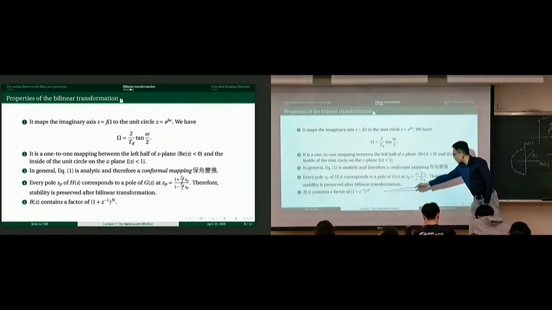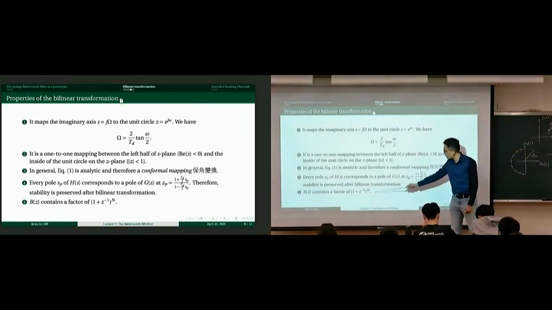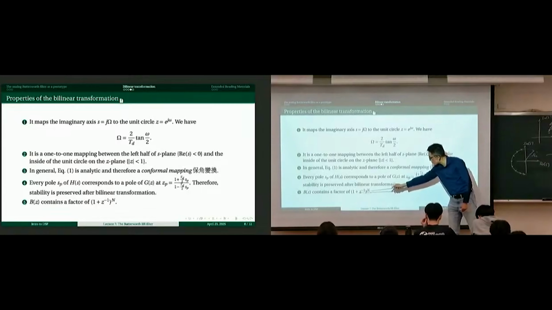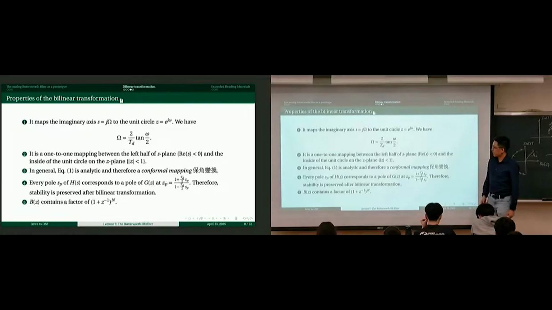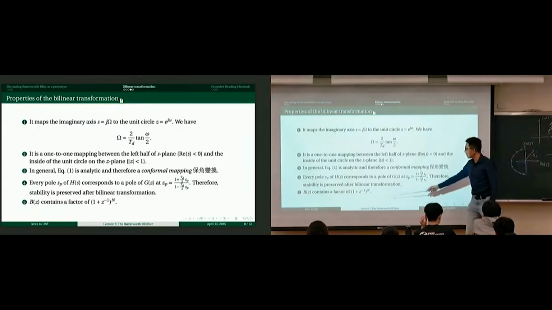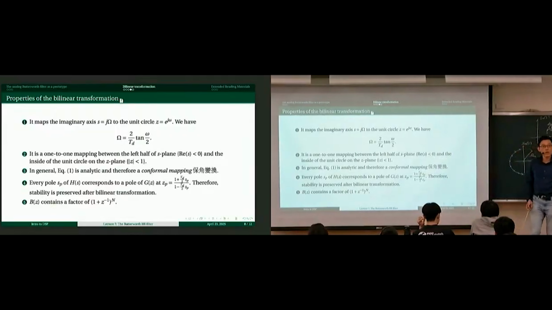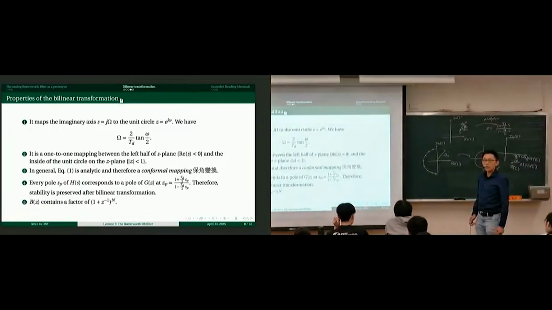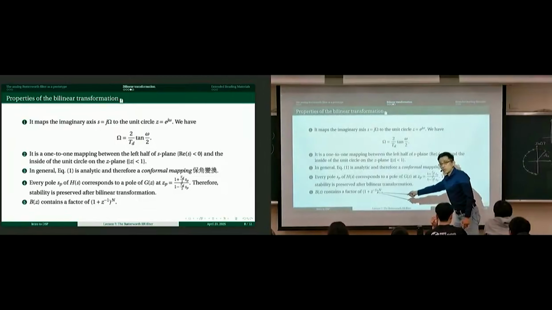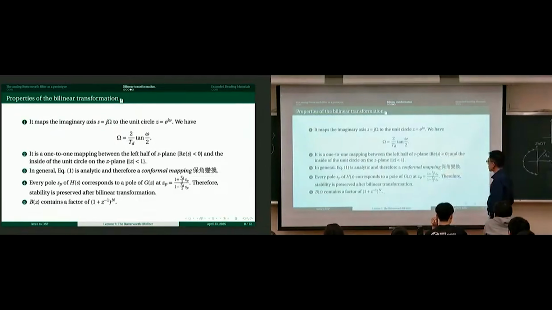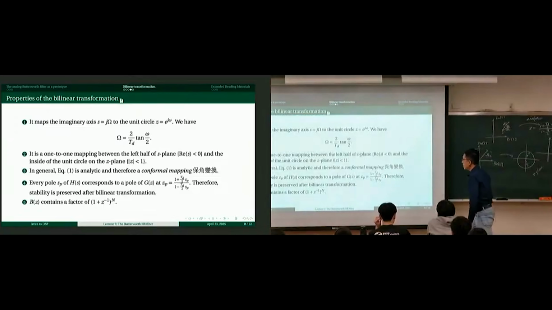And then finally, we have shown that, because of that kind of tedious work, B of Z will contain a factor of 1 plus Z inverse to the n power in the numerator. Or in other words, we have the case of a multiple root of B of Z. B of Z basically will be exactly 1 plus Z inverse to the nth power.